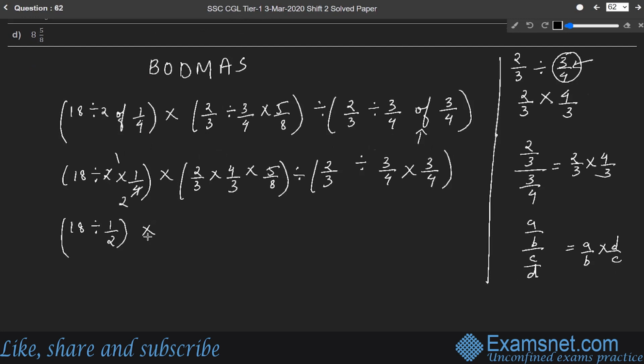Here you have to look very, very carefully. Here we will have 5 upon 9. How? 4 into 1 is 4 and 4 into 2 is 8. 2 and 2 will be cancelled. Numerator is 5 and denominator is 3 into 3, which is 9.